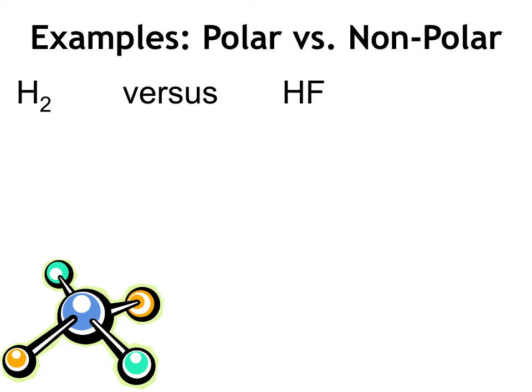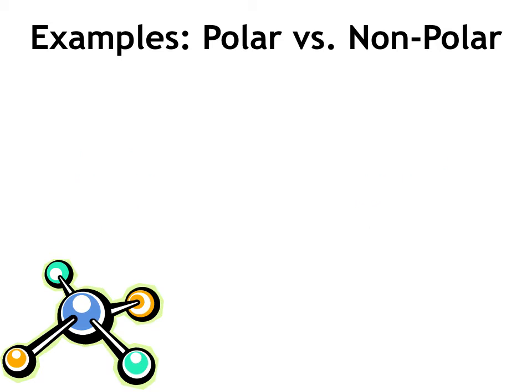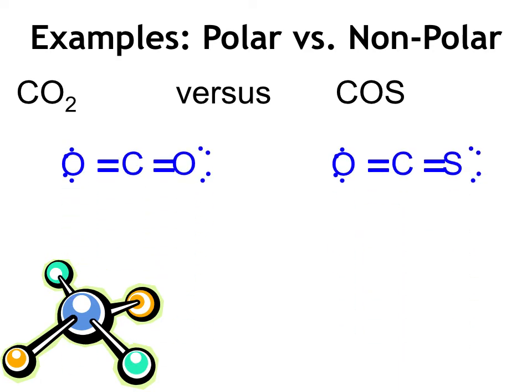If I have H2 diatomic hydrogen versus hydrogen fluoride, those two look like that. The H2 diatomic hydrogen is nonpolar. Hydrogen fluoride is polar, and again it's polar because those are two different things. Looking at other examples, carbon dioxide versus a compound containing carbon, oxygen, and sulfur, carbon dioxide is nonpolar because everything around that central atom is the same. The molecule that has carbon, oxygen, and sulfur is polar because everything on that central atom is not the same. Oxygen and sulfur are not the same.